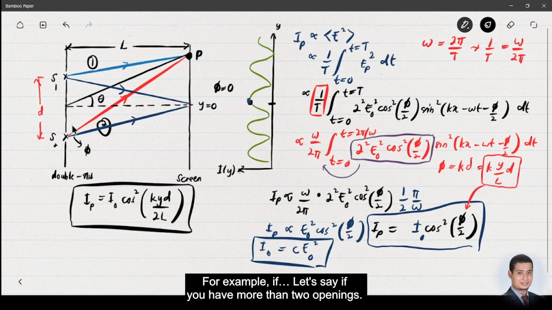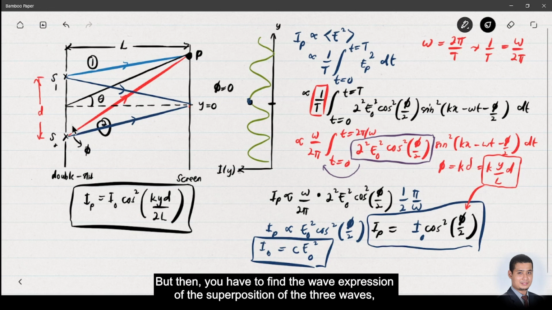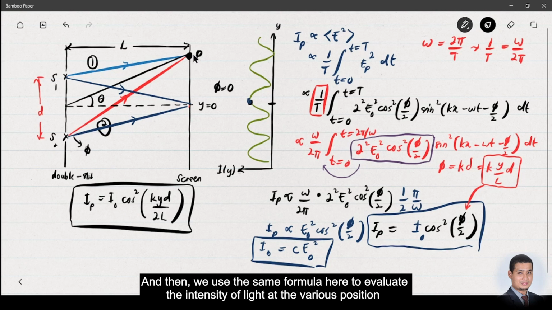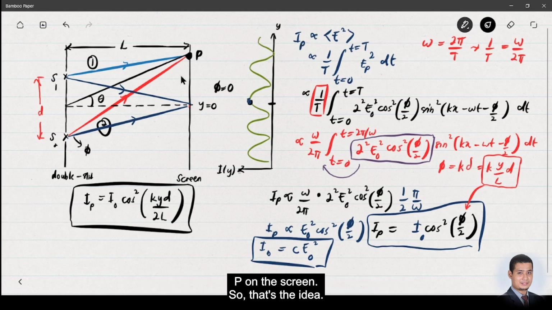For example, let's say you have more than two openings. Then you have to find the wave expression of the superposition of the three waves originating from the three openings at point P, and then we use the same formula here to evaluate the intensity of light at the various positions P on the screen. So that's the idea.